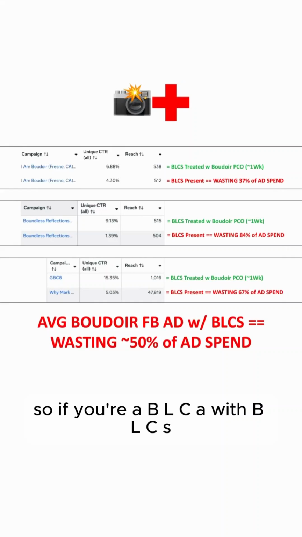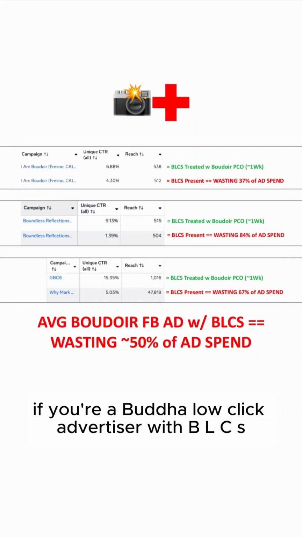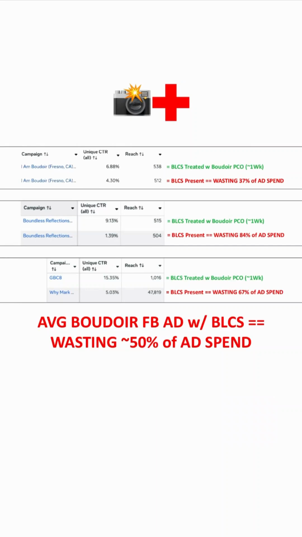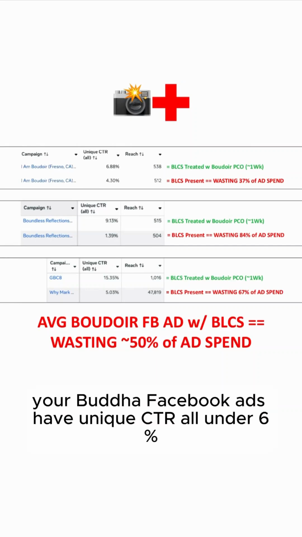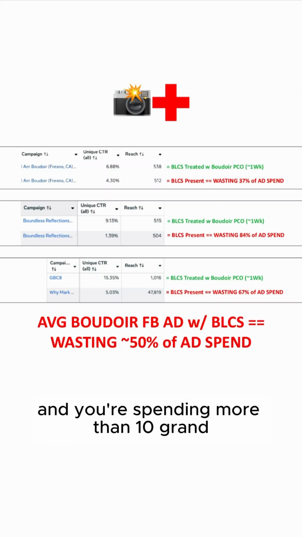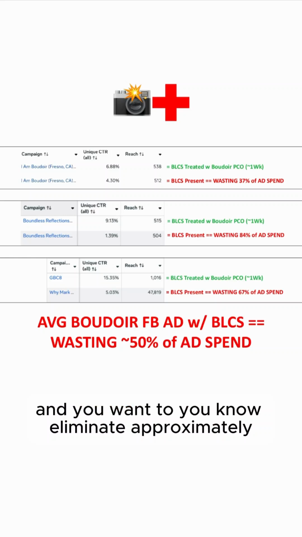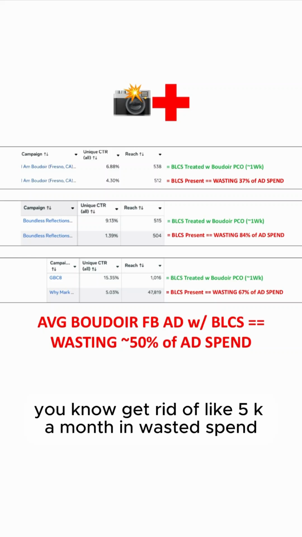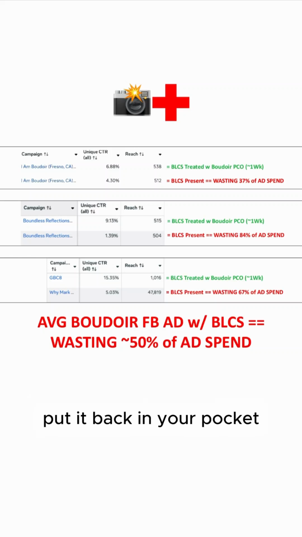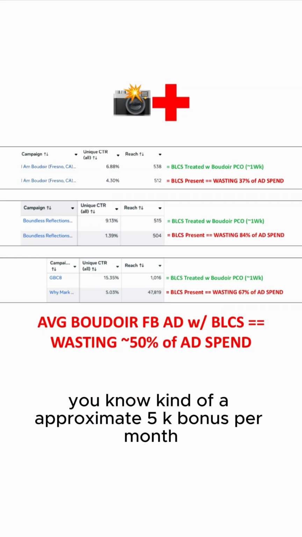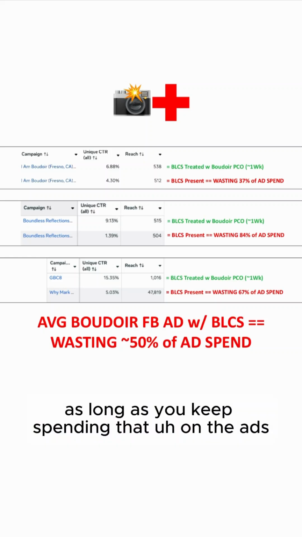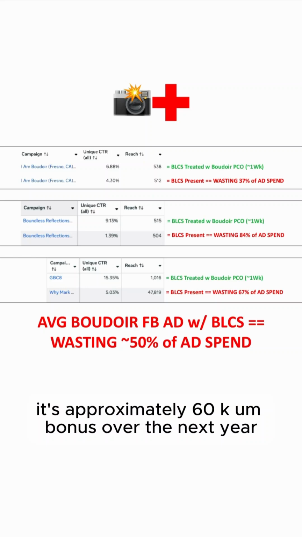All right, so if you're a BLCA with BLCS, if you're a Boudoir low click advertiser with BLCS, your Boudoir Facebook ads have a unique CTR all under 6%, and you're spending more than 10 grand a month on Boudoir Facebook ads, and you want to eliminate approximately 5K a month in wasted spend, put it back in your pocket. So that'd be approximately a 5K bonus per month, as long as you keep spending that on the ads. So approximately 60K bonus over the next year.